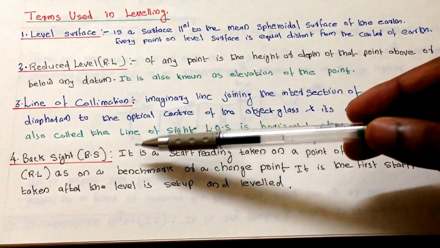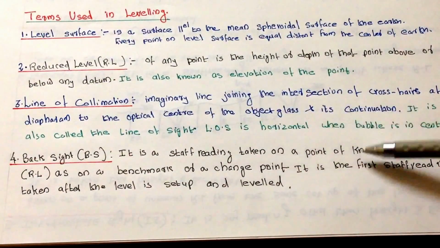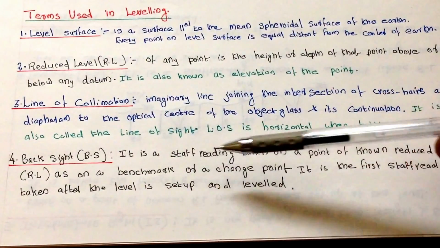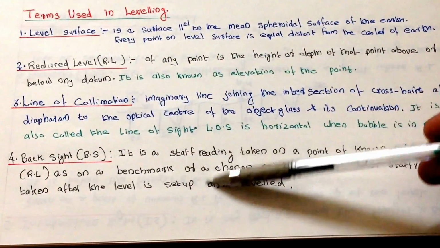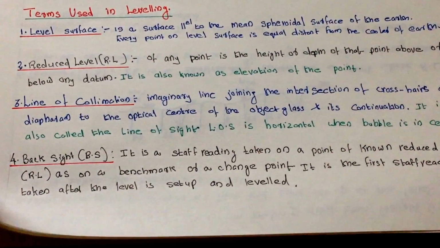The other term is backsight. It is a staff reading taken on a point of known reduced level, such as a benchmark or change point. It is the first staff reading taken after the level is set up and leveled. So everything starts with a benchmark. From that point only we move further. Going on to the next page.